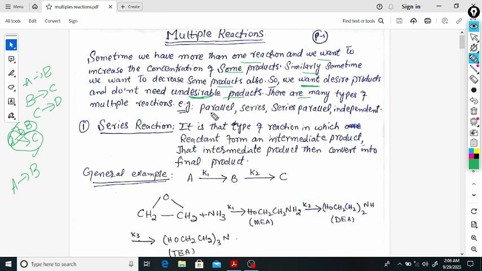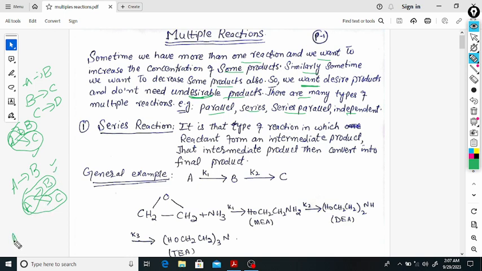So there are many types of multiple reaction. One is the parallel reaction, series parallel, and independent reaction. So parallel reaction, for example, A is converting into B, and at the same time A is also converting into C. So this is a parallel reaction. Suppose B is desirable product and C is undesirable product. So along with a desirable product, some undesirable product is also produced in this reaction. This reaction is the side reaction, undesired reaction, and this is the desired reaction. So this is the parallel reaction.